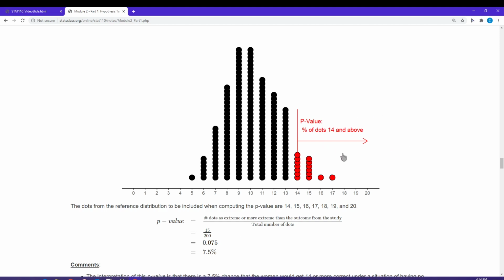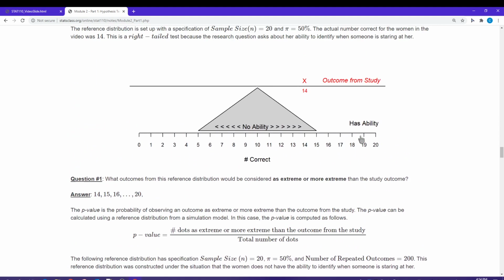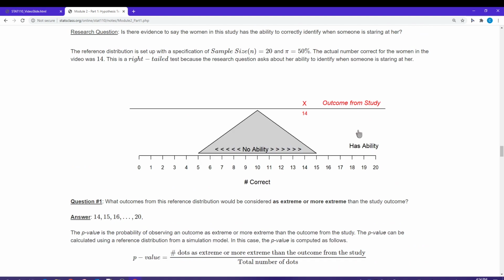Essentially what that tells me is 14 sits in the top 7.5%. It does not sit in the top 5%. It sits in the top 7.5%. So 14 would not be considered a statistical outlier here. It's not extreme enough. So 14 would not provide evidence for the research question.